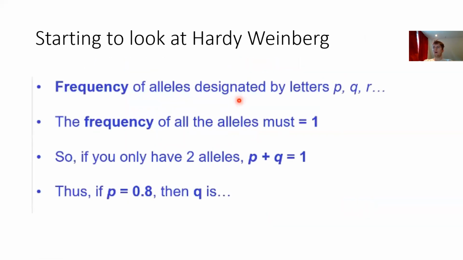So now we're going to start looking at the Hardy-Weinberg, just to simplify how this can be done. The frequencies are designated p and q. All the frequencies of all the alleles must add to 1, 1 being 100%. So if you have 2 alleles, p and q, they must equal 1. In that example, we had 2 alleles, p and q, signifying a color. So if p equals 0.8, then q obviously must equal 0.2 because they have to add up to 1.